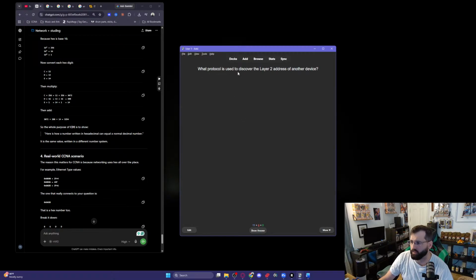What protocol is used to discover a layer 2 address? ARP. What is the minimum size of an Ethernet payload? Isn't it 18? 46. Dang it. I need to look at that image again. What two messages are used in ARP? The request and the reply.